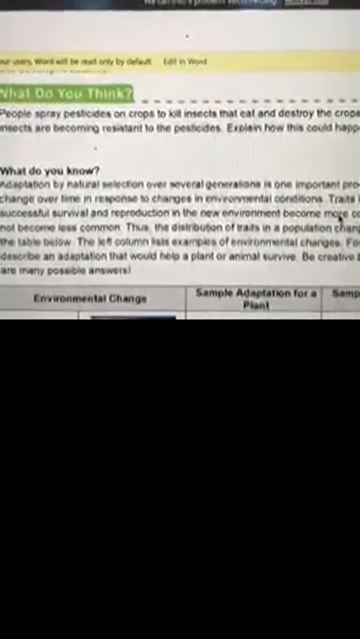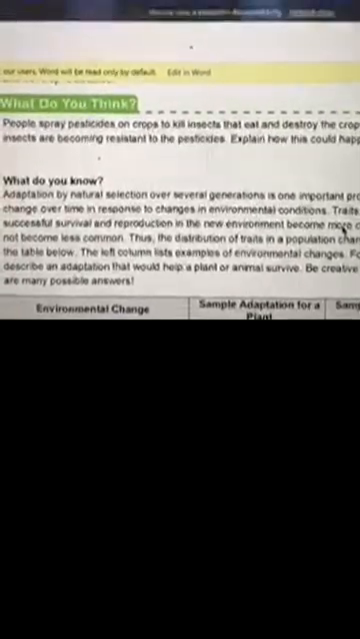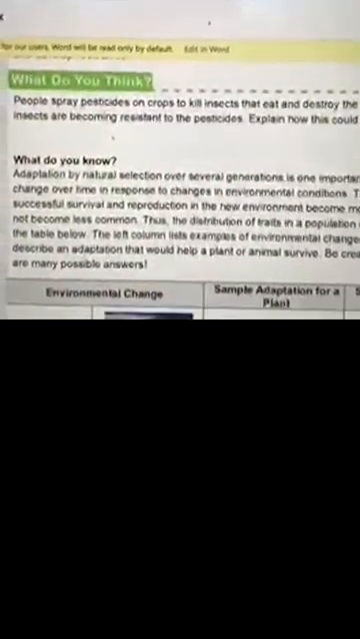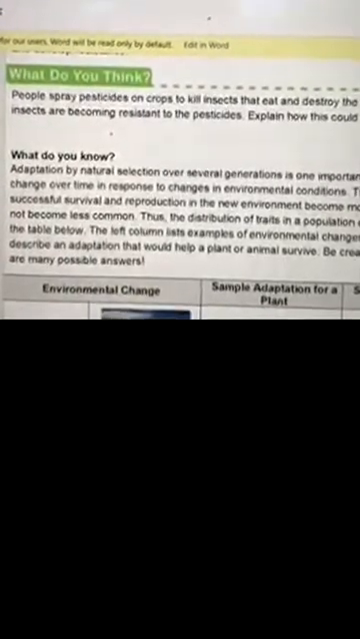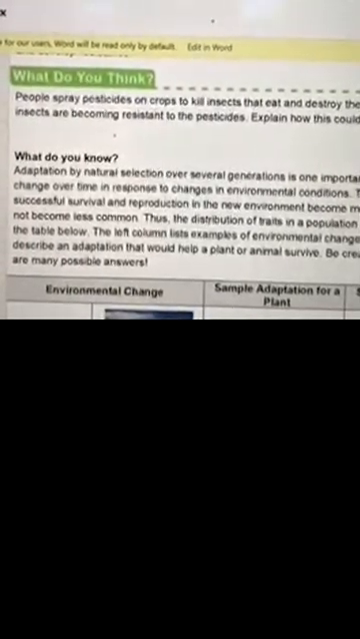People spray pesticides on crops to kill insects that eat and destroy the crops. However, these insects are becoming resistant to pesticides. How could this happen? How is it that the insects are becoming resistant to pesticides?